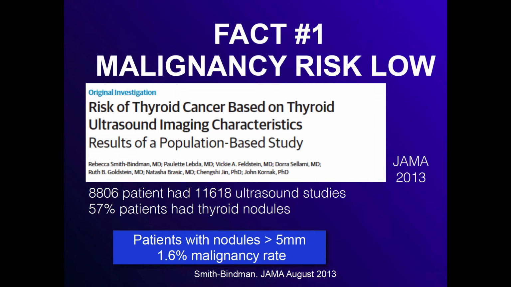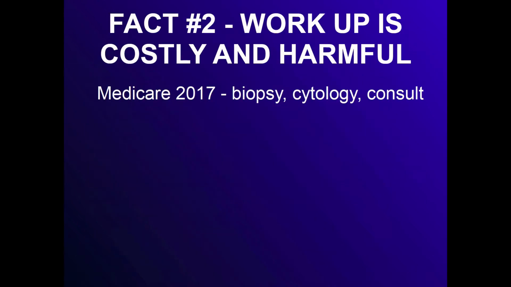And they found that in patients with one or more nodules more than 5 millimeters, so very small nodules, the malignancy rate overall was just 1.6%. That's for multiple nodules, or for patients with one or more. Oh, it's one or more. So yeah, a single nodule or a patient with multiple nodules? Yeah, so the chance of that patient having a malignancy was 1.6%. So the risk of malignancy, if you take all thyroid nodules, is less than 2%.